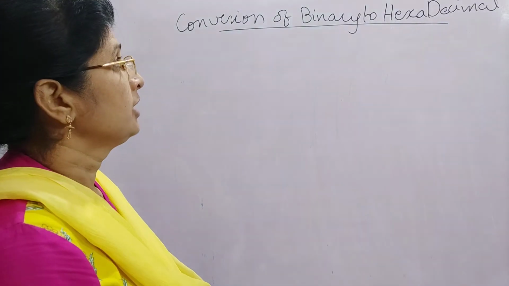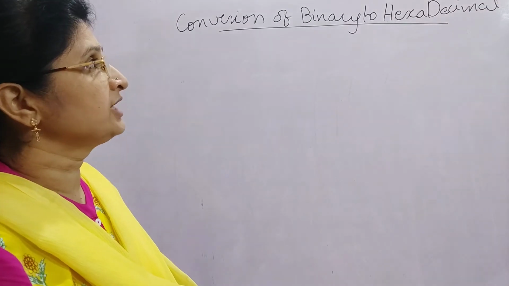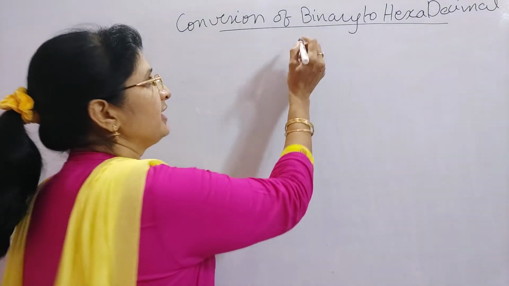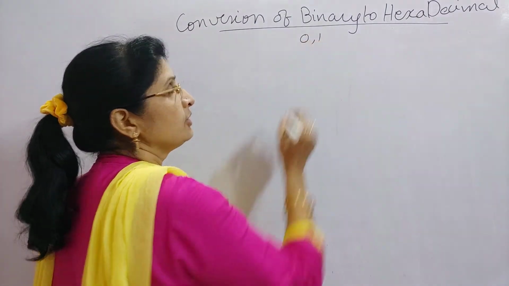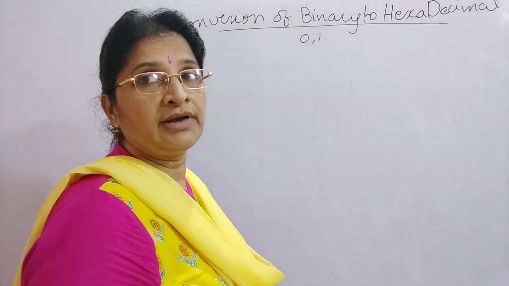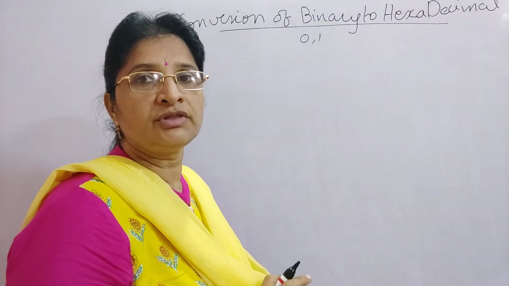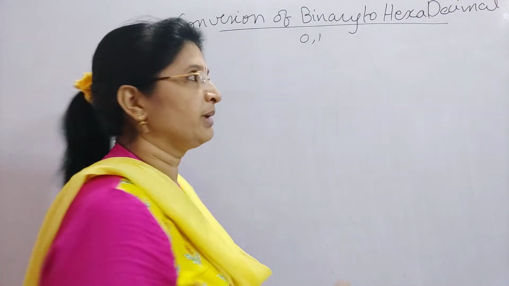Now we will see how the conversion is done. Before doing the conversion, what is meant by a binary number? Binary number means we will have only zeros and ones. So a combination of a number with any of these two digits is called a binary number.